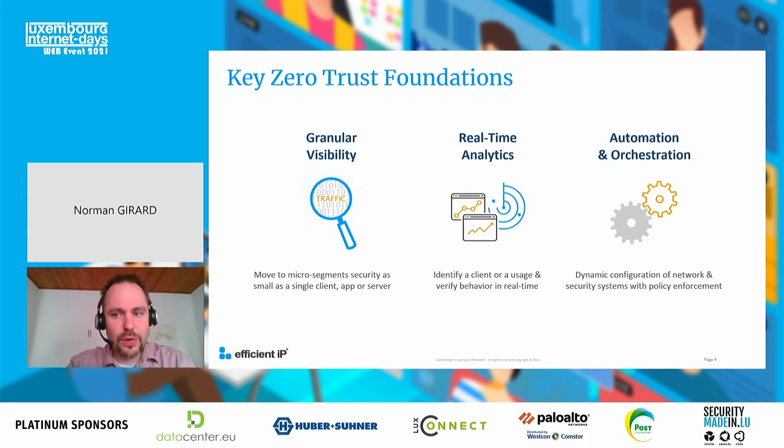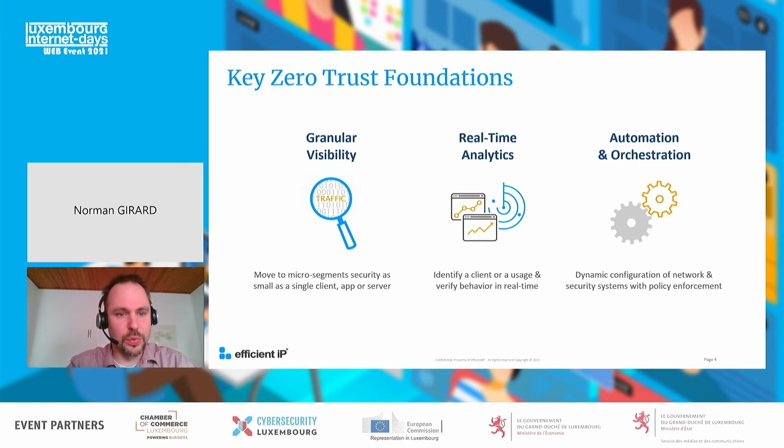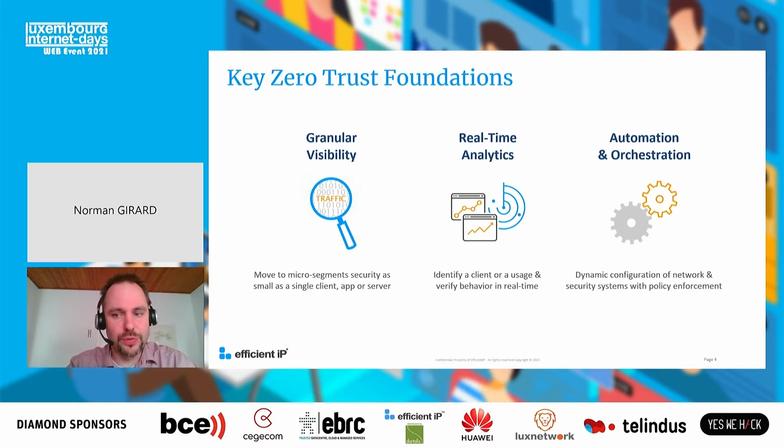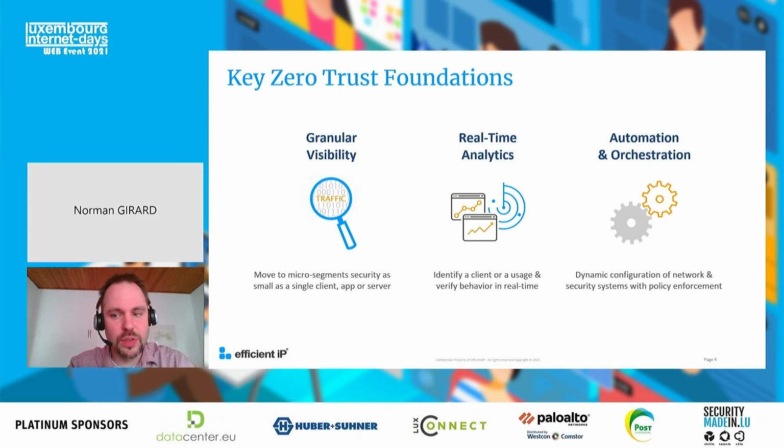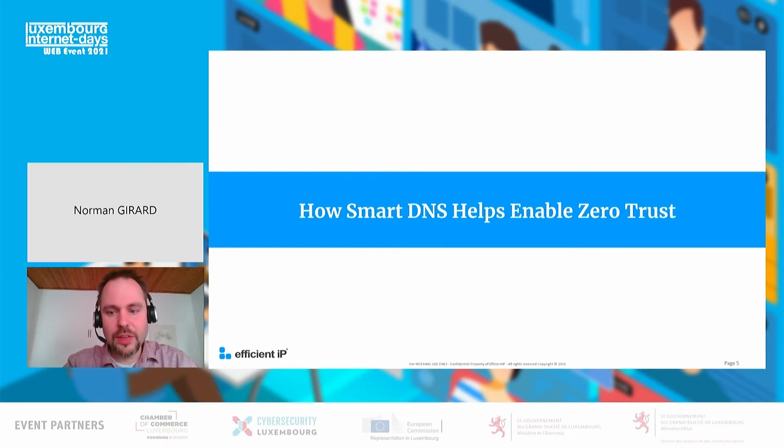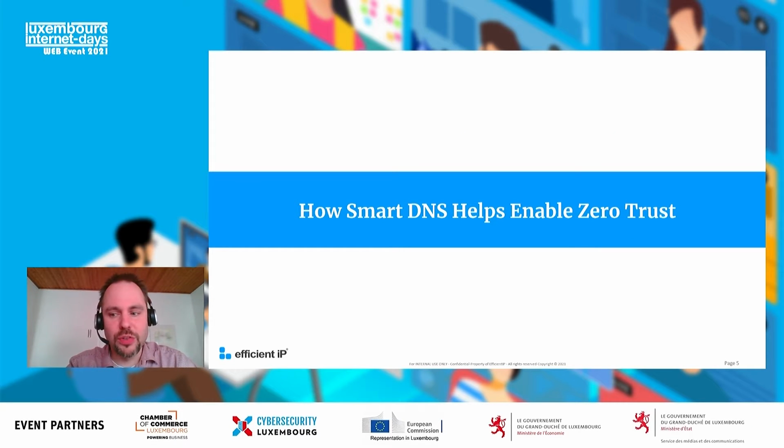There are three things you need to consider for your zero trust strategy. You need granular visibility over events on your network, ideally down to the level of individual clients. You should perform analytics on traffic in real time to check the behavior or the usage for each client. And you want to automate the configuration of your network and security systems so you can include the entire infrastructure. Next slide. Let's now talk about how we add a very important security layer to protect users, applications, and data on your network. Next slide.